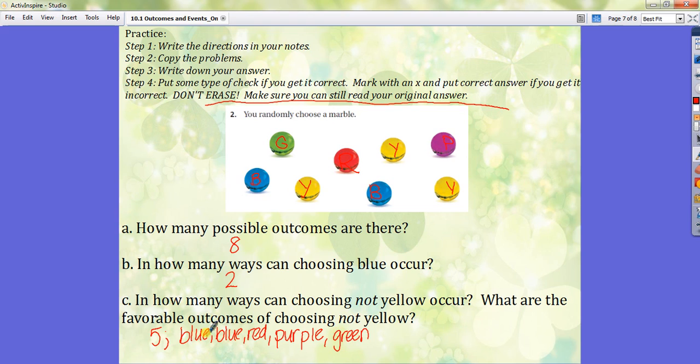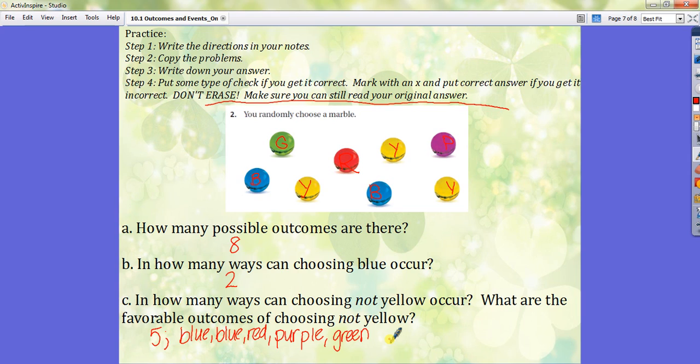Don't abbreviate. Don't try to write blue times 2 or blue squared. Write it all out, please, so that there's no chance for me to interpret what you're trying to communicate incorrectly. It's not a lot of work or a lot of writing, so I expect that you can do that.